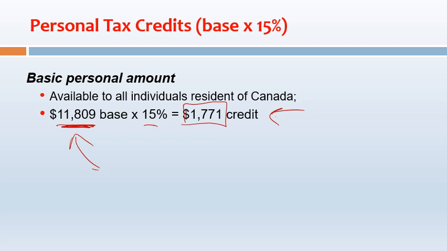And that's just a start. You could potentially have additional credits on top of that, which could further increase the amount that you could earn without actually paying any taxes. So that's our first tax credit that we're going to talk about, the basic personal. We'll head on here and talk about a few more.